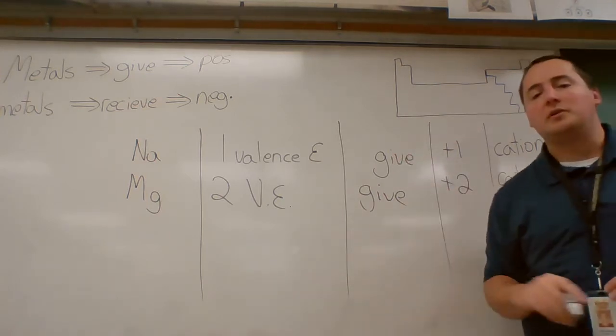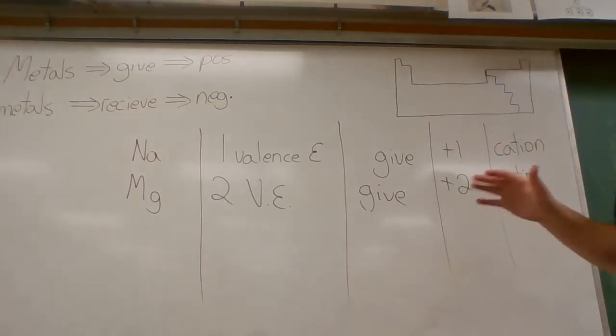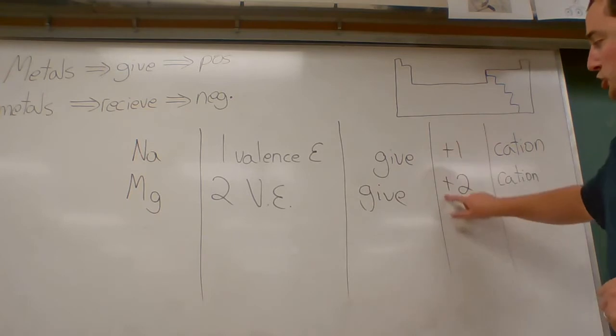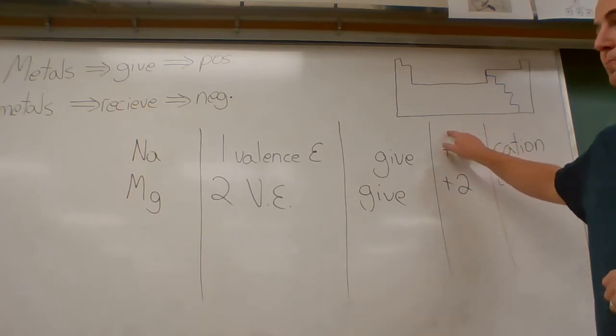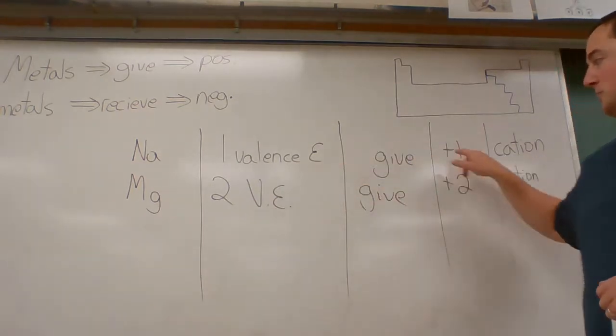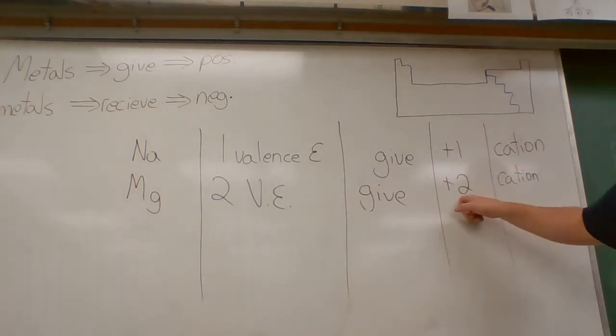So these are 2 examples of metals. The key thing here is metals give away their valence electrons, and their charge is going to be based on how many valence electrons they have. So if you have 1, it's +1. If you have 2, it's +2.